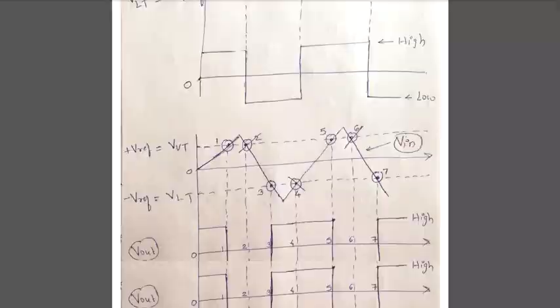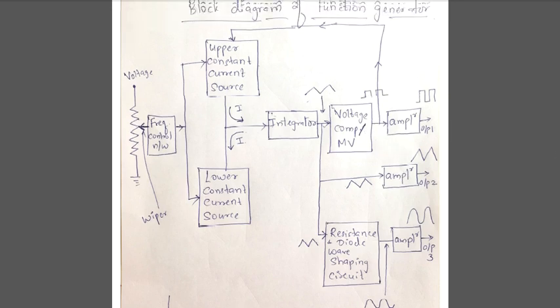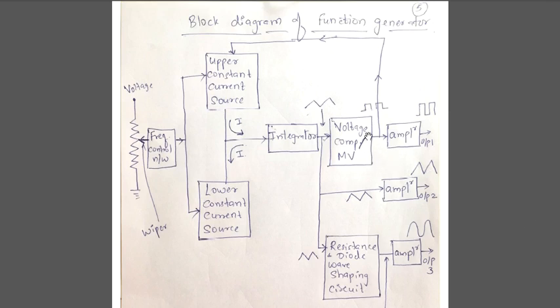So the same thing has been shown here: the integrator output is an ascending slope. The voltage keeps on increasing, but the moment it tries to cross the plus V reference value, the output of the voltage comparator goes to low logic. And when it goes low, the same feedback from the Schmitt trigger or the comparator is given to the upper current source, as well as to the lower constant current source.